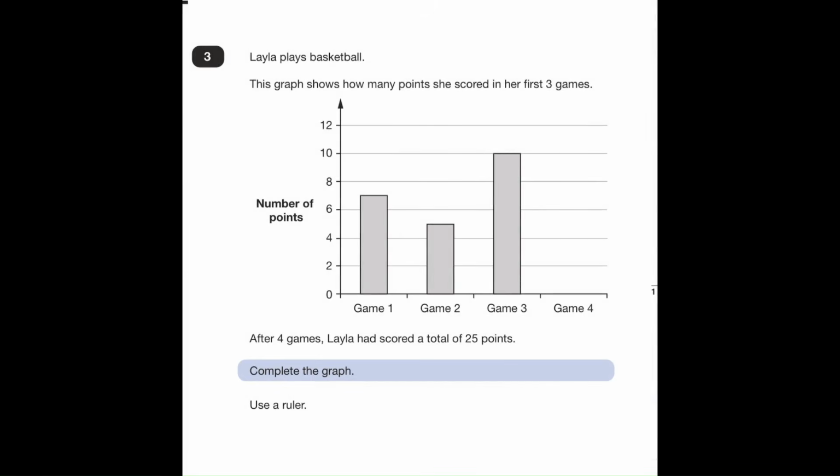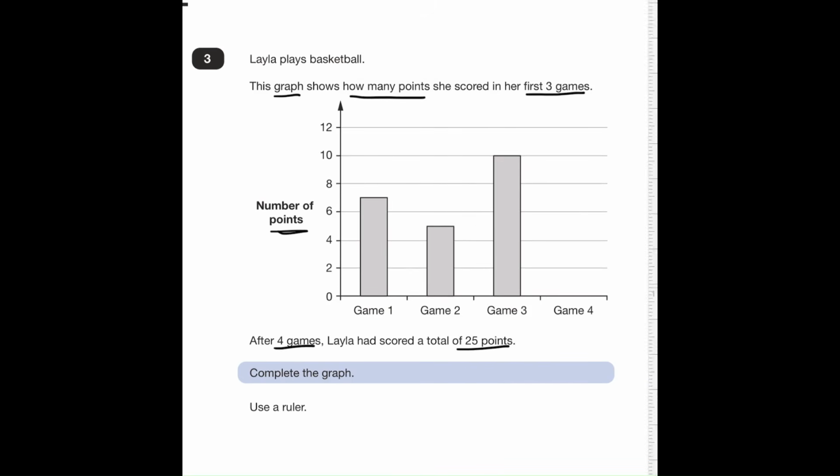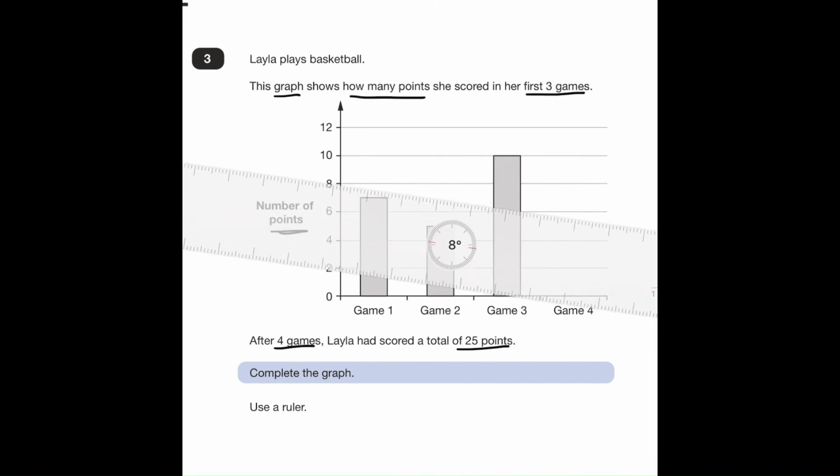So the next question is going to require you to draw something on a graph. So you can draw out this graph or print off this question. So Layla plays basketball. This graph shows how many points she scored in her first 3 games. After 4 games, Layla had scored a total of 25 points. So we need to complete the graph. So pause the video now and have a go.